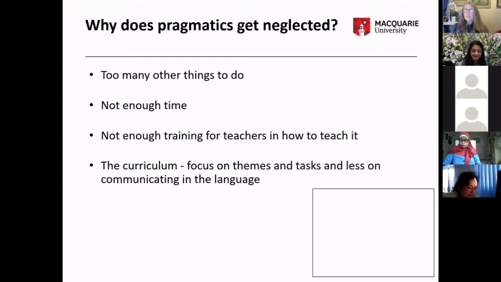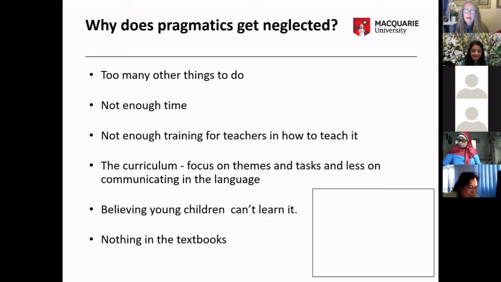Another reason that teachers don't teach pragmatics is that they believe that young children can't learn it. And yet, in the real world, when children are being socialized into a language in their family, they do learn it very young. They come to understand these things by being exposed to them. And I believe that even though you can't talk about complicated linguistic things with young students, you can certainly expose them to it, and you can give them lots of opportunities to notice it, because it's when we notice that we learn. Another thing is that there's nothing in the textbooks.